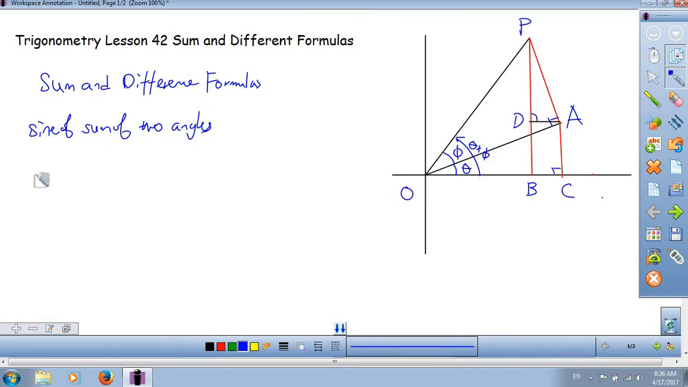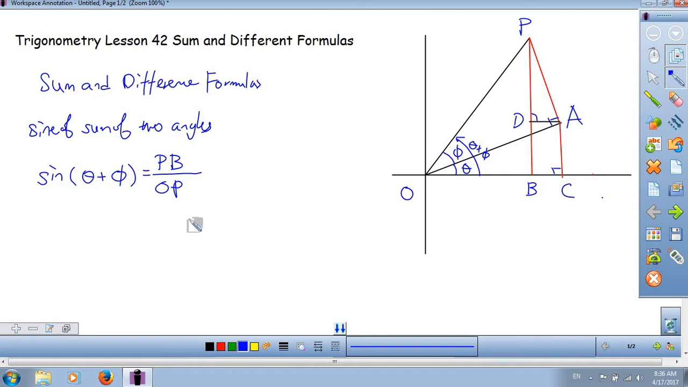So let's go ahead and take a look at what's going on here. Let's derive. We want to find out what the sine of theta plus phi is equal to. Now look at this diagram. Sine of theta plus phi is the opposite side, which is PB, the longest segment opposite to both angles, divided by OP, the hypotenuse.